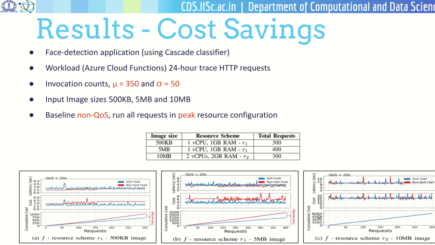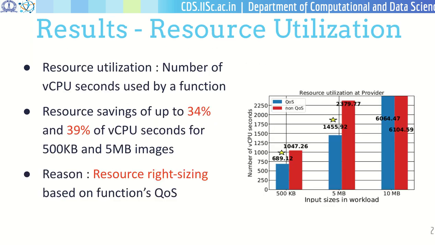But in the case of 10 MB, both non-QoS, which is the baseline, and the QoS have the peak resource configuration, and hence it does not result in any resource cost savings. The other aspect to look at is the resource utilization at the provider, and we take the number of vCPU seconds used by a function. We show up to 34% and 39% vCPU seconds saved for 500 KB and 5 MB images. This is because we can now execute the functions with the appropriate resource size that is meant for the input size.